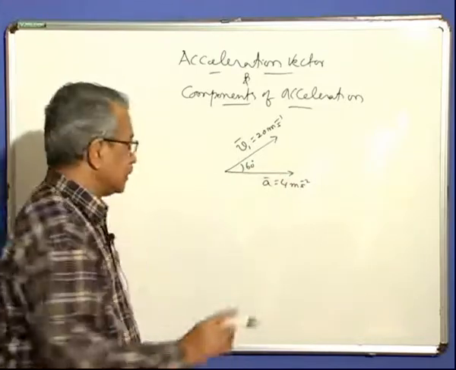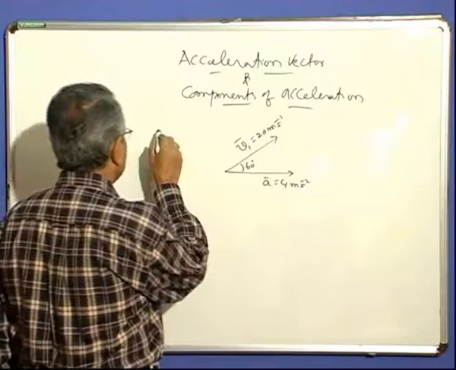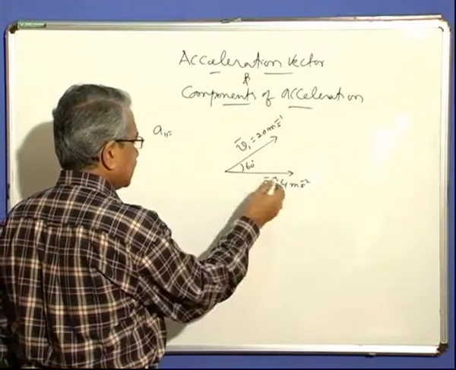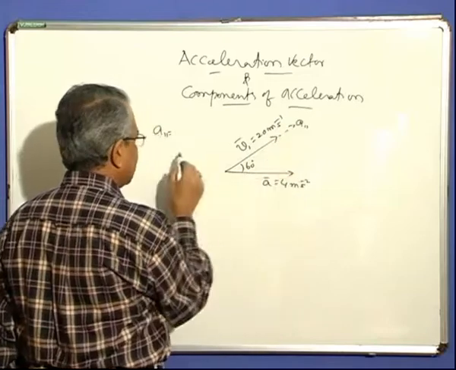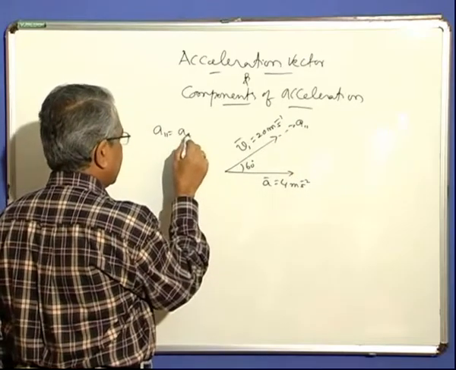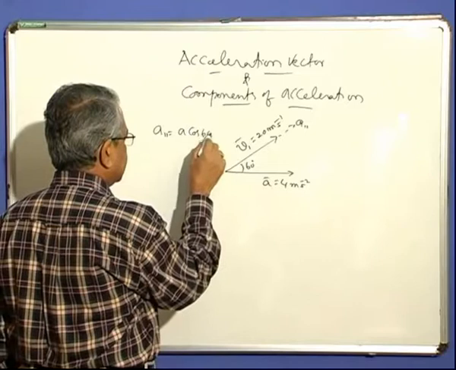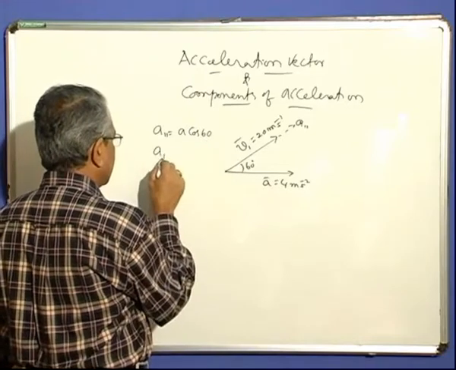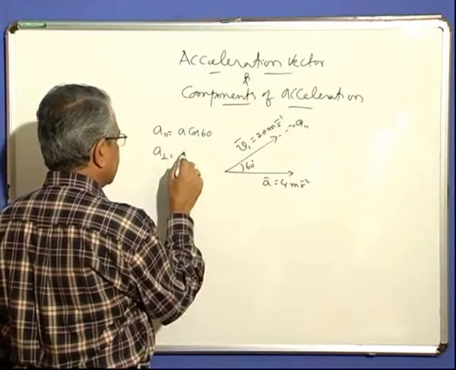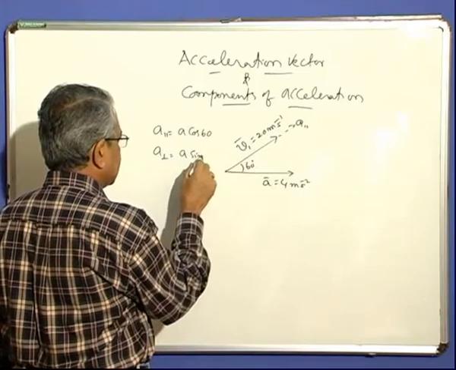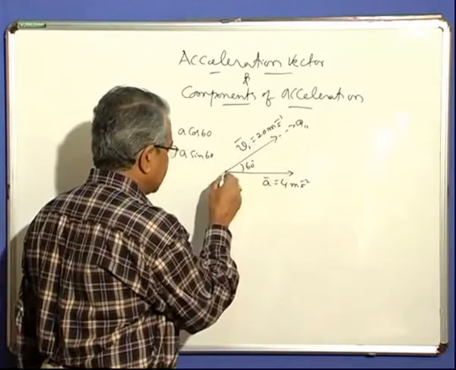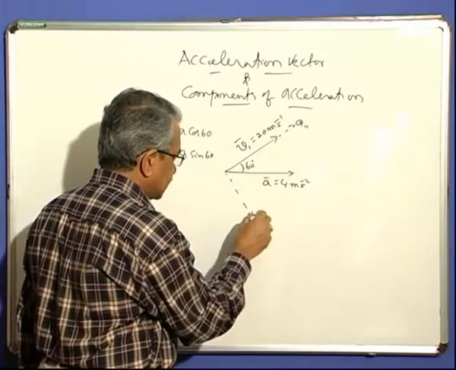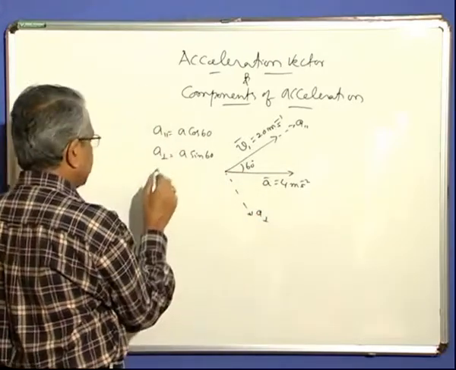This can be resolved into two components. A parallel component, that is along the velocity, is a cos 60, and a perpendicular component is a sin 60. Automatically it comes like that. So there is one component like that, one component like this. This is the perpendicular.